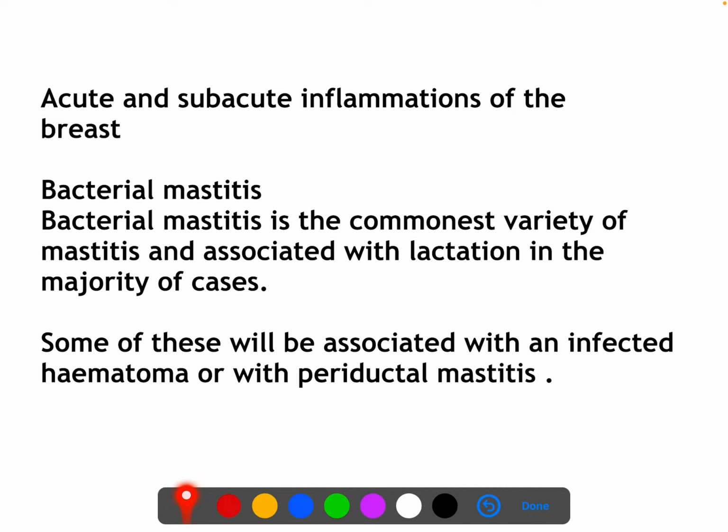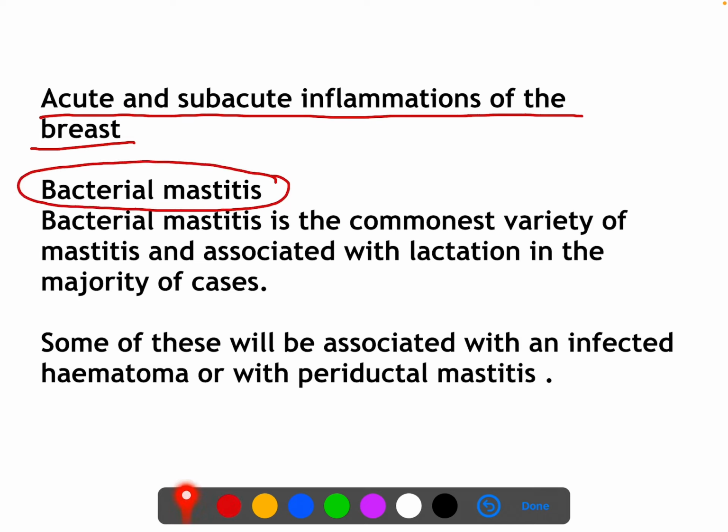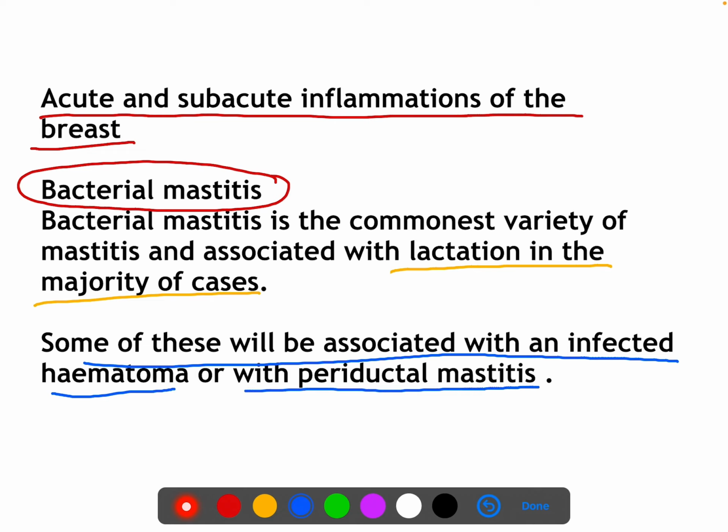Acute and subacute inflammation of the breast. We will start with bacterial mastitis, which is the commonest variety of mastitis and is associated with lactation in the majority of cases. Some of these cases of mastitis will be associated with an infected hematoma or periductal mastitis. So the most common variety of bacterial mastitis is the one associated with lactation.